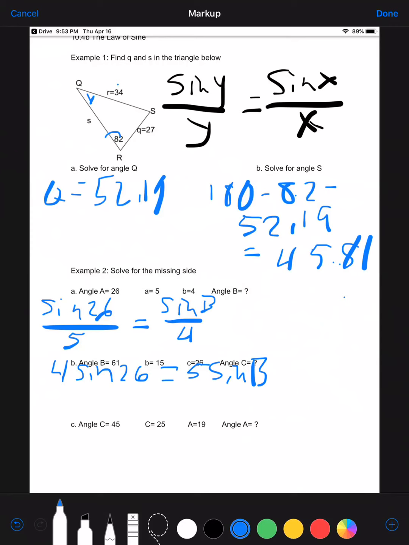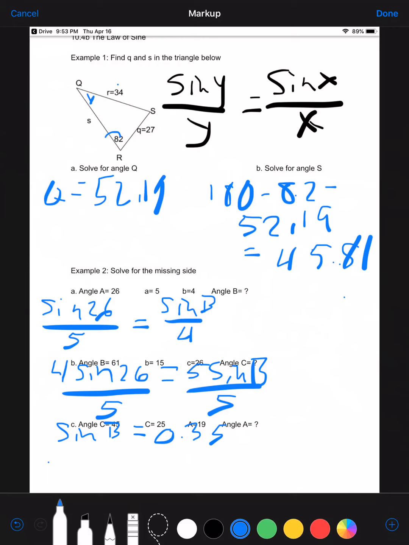And then what are we going to do next? We're going to divide by 5. So divide by 5, divide by 5. So sine B is equal to, and we're just going to plug that in our calculator using all of the parentheses. So parenthesis 4 sine 26, close parenthesis, close parenthesis, divided by 5. We get sine of B is equal to 0.35.